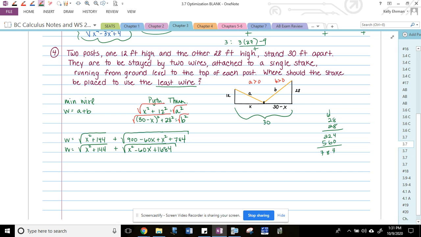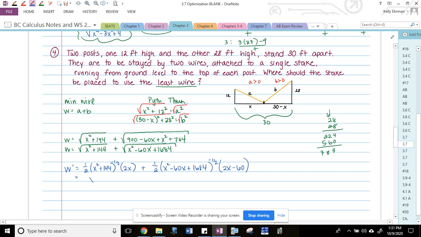Now I want to take the derivative of this. 1/2 times x squared plus 144 to the negative 1/2, chain rule times 2x, plus 1/2 times all of this to the negative 1/2 times the derivative of the inner function, 2x minus 60. Oh, oops, minus 60. No, yeah, 2x minus 60. Clean things up a little bit.